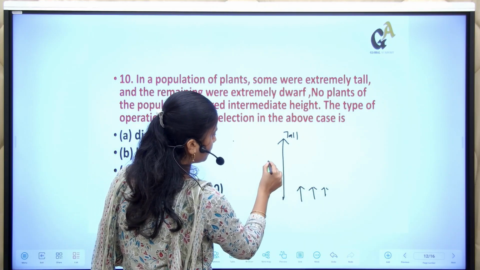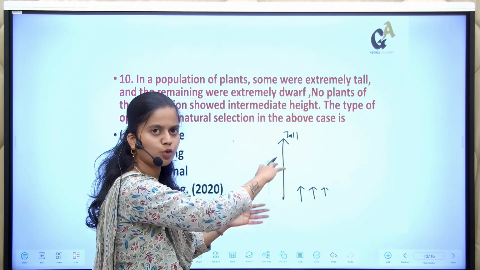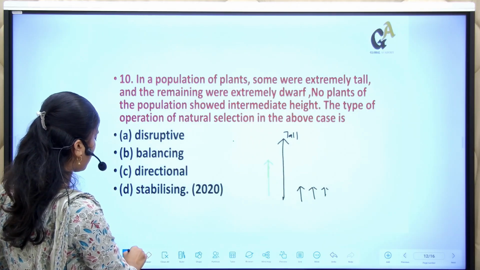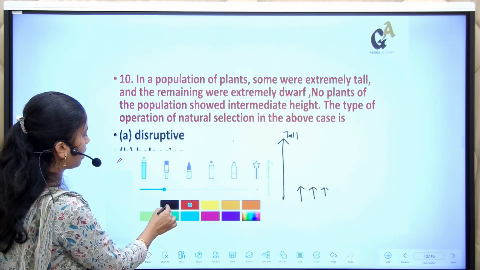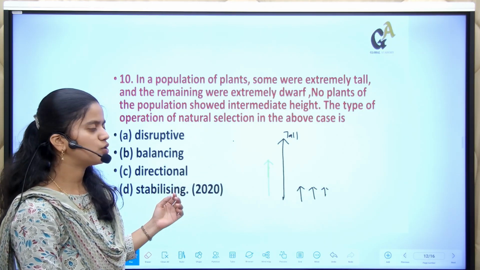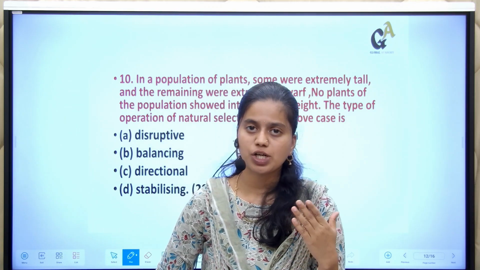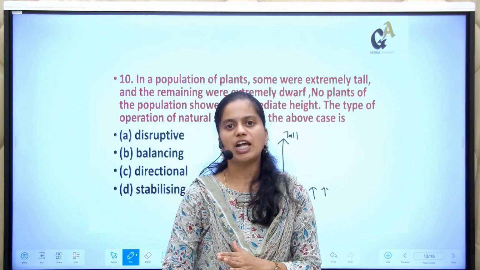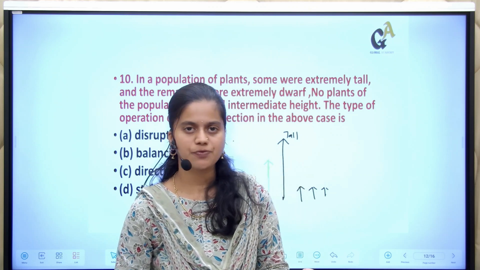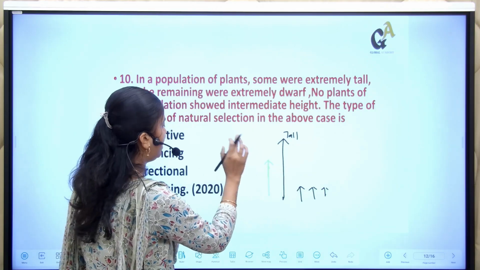See, the other population hasn't shown the intermediate height, meaning it is neither too tall nor too dwarf. So why are they asking the reason why it has not shown a good intermediate height here? Because, students, natural selection has favored either the extreme height of the plant or the dwarf plant, not the middle height, not the intermediate height. So all the intermediate height plants have been eliminated.